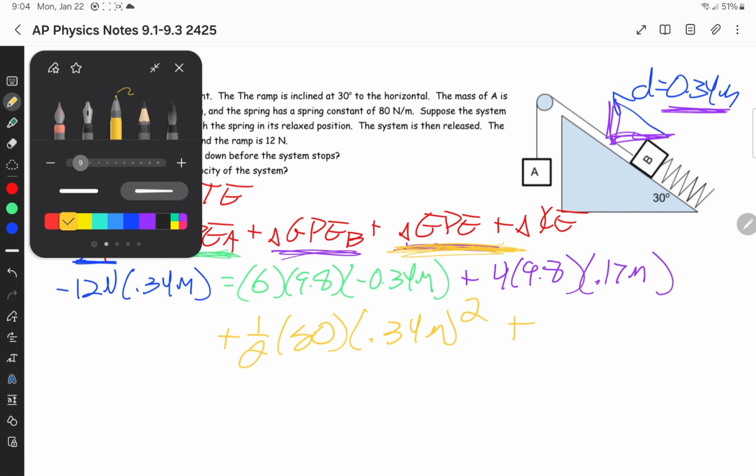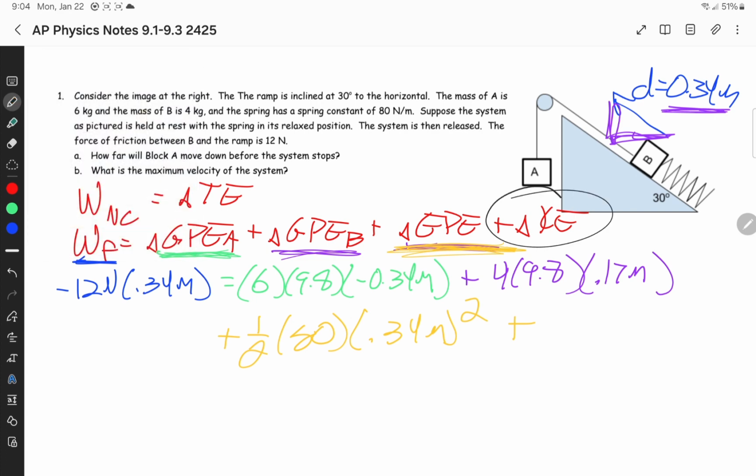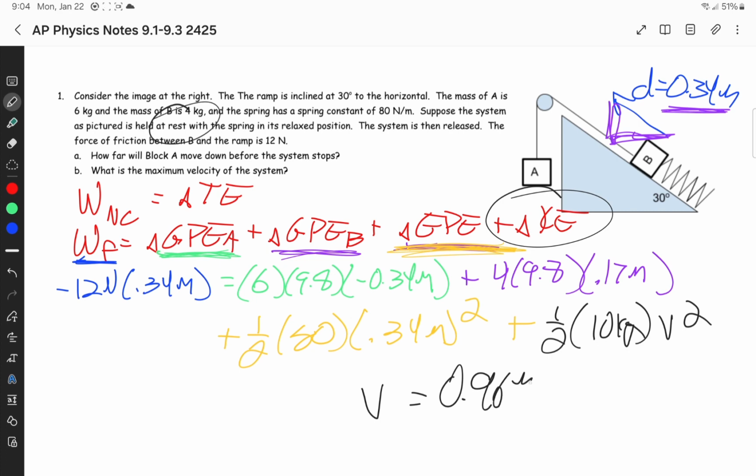Plus, finally, our change in kinetic energy. Notice that's final kinetic energy minus initial kinetic energy, but because we're starting at rest, our initial is 0. So this is 1/2 mass. How much mass is moving? Both blocks are moving, so that's a total of 10 kilograms moving at some velocity. And so there's your equation. Algebra, algebra, algebra, solve for your V, and you end up getting 0.96 meters per second.